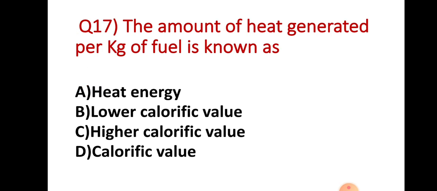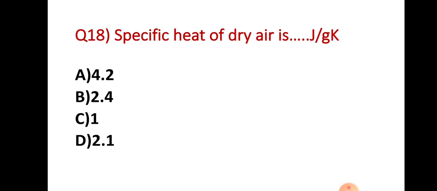Now let us see question number 17. The amount of heat generated per kg of fuel is known as calorific value. That value is called calorific value. Option choice D is the correct answer for question number 17. Now let us see question number 18. The specific heat of dry air in joule per gram Kelvin is, the correct answer for dry air is option choice C. 1 is the correct answer for question number 18.